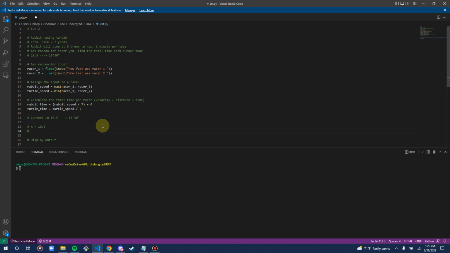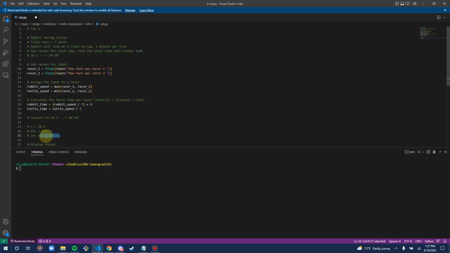If you first isolated the, let's call it minutes, you can just say mins equals int x. This will assign min to just be the 10. Now to isolate that 0.5, we just need to say sec equals x minus the int of x. So this will essentially be 10.5 minus 10, which yields 0.5.